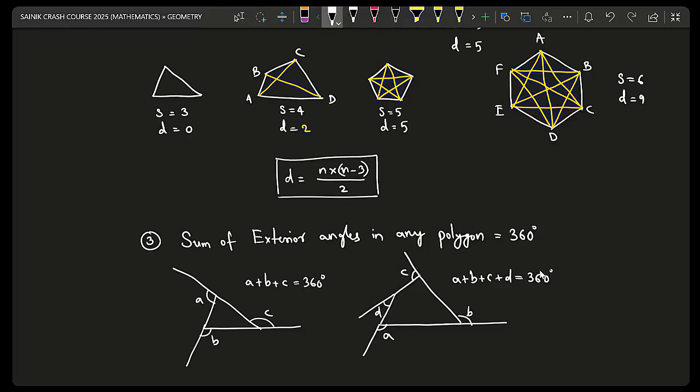As you can see, compare the triangle exterior angles and the quadrilateral exterior angles. The size of the exterior angles is going to decrease slowly, so that the sum is becoming 360 degrees. They adjust themselves so that the sum of the exterior angles is 360 degrees. Not only for triangle and quadrilateral, you take pentagon, hexagon, whatever it is, the sum of exterior angles is always 360 degrees. Okay.